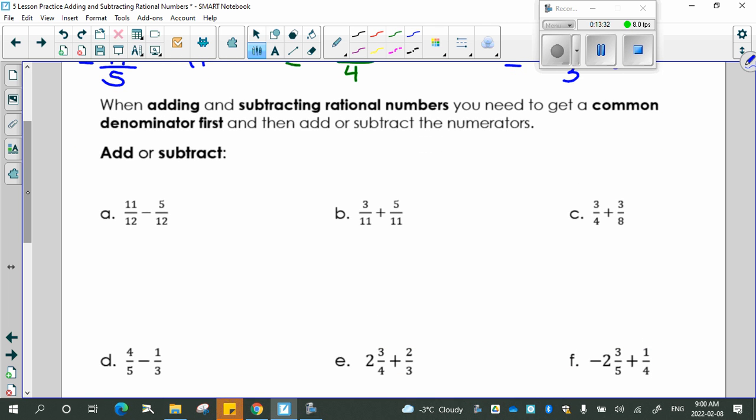Okay, so when adding and subtracting rational numbers, you need a common denominator. You need one first. And then you add or subtract the numerators. The denominator doesn't change. That's another thing people forget.